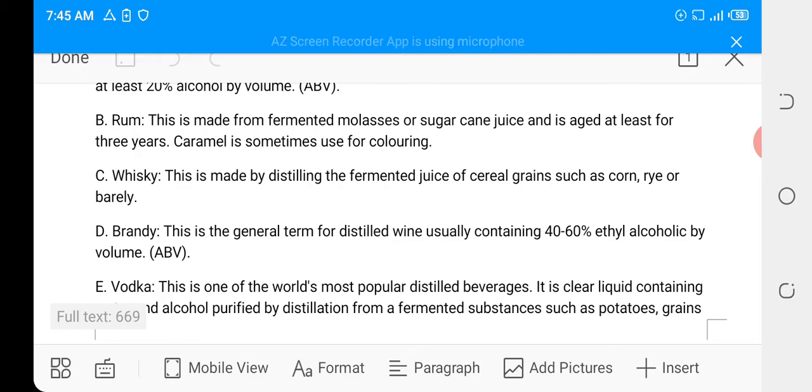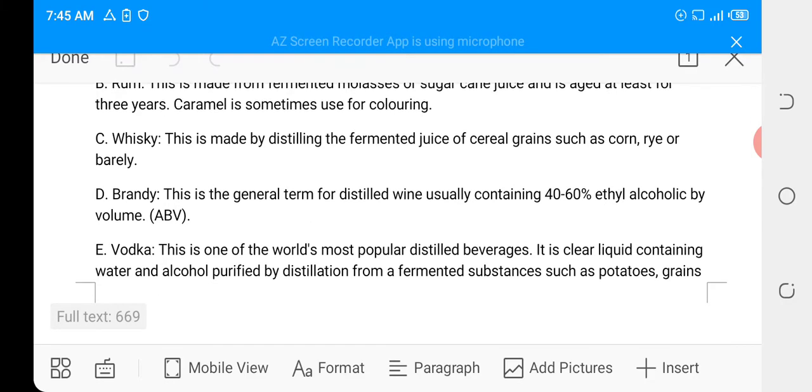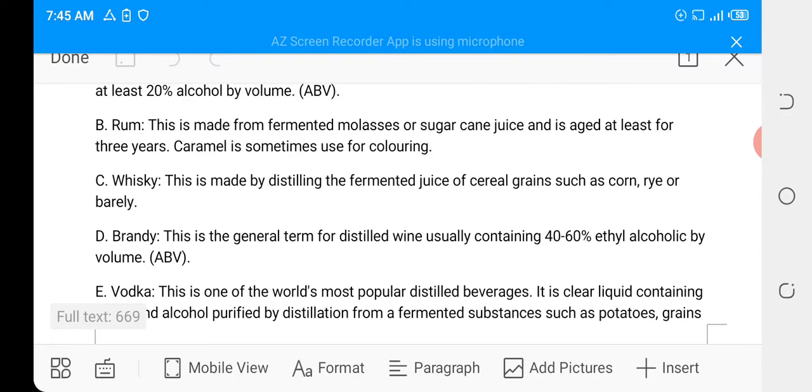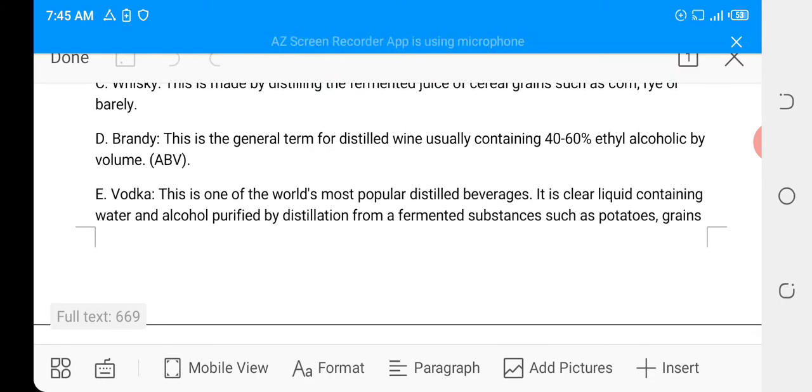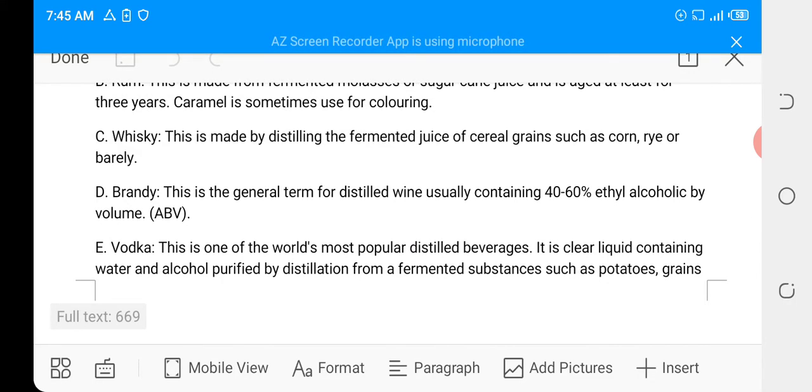Okay, the next one is whiskey. This is made by distilling the fermented juice of cereal grains such as corn, rye, or barley. Whiskey can be derived from fermented cereal grains such as corn. Okay, the next one is brandy. This is the general term for distilled wine containing 40 to 60% ethyl alcohol by volume, ABV. This brandy contains 40 to 60% ethyl alcohol.